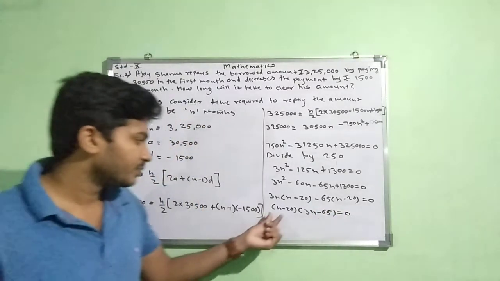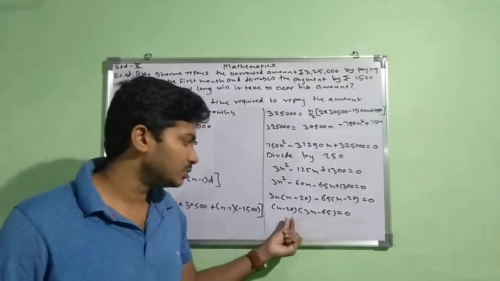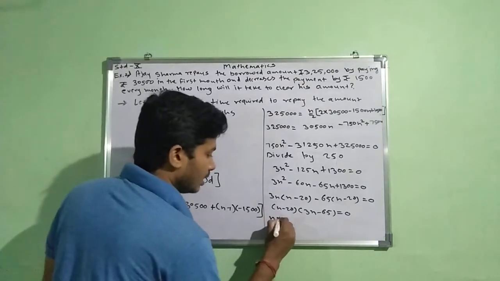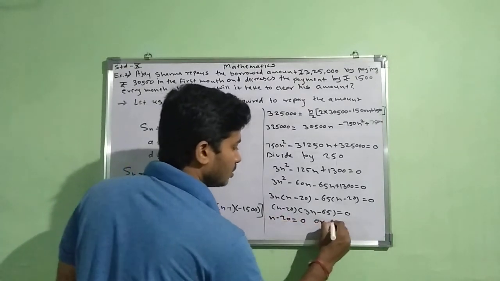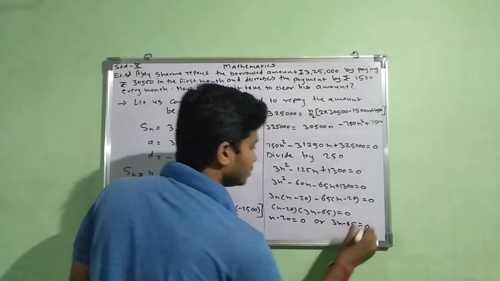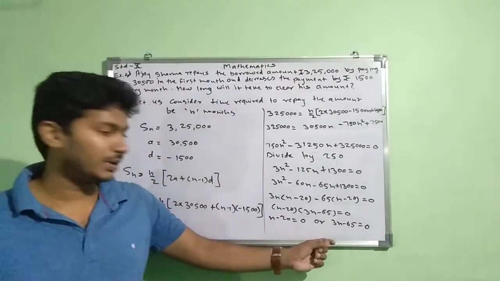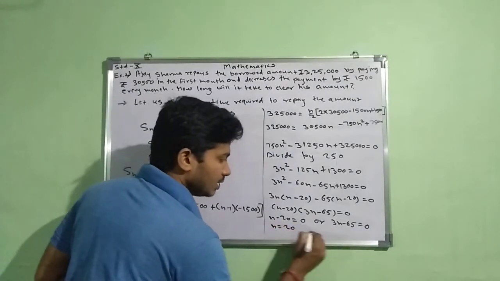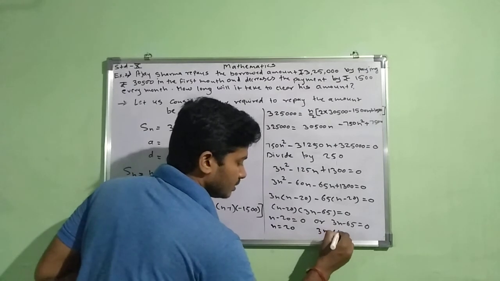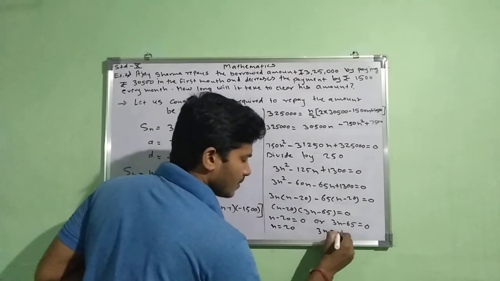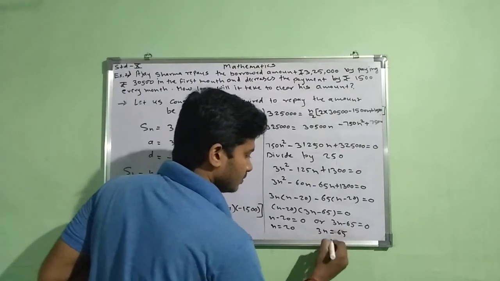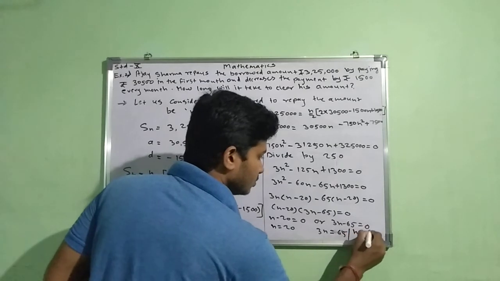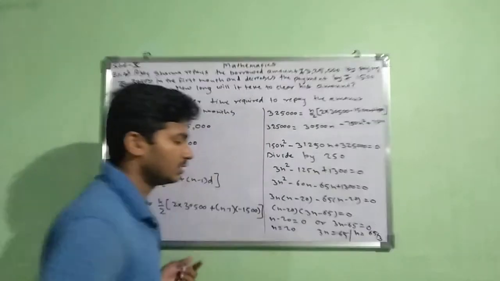So here we got n minus 20 and 3n minus 65. That means the product of both the terms is equal to 0. So we can write them separately as n minus 20 is equal to 0 or 3n minus 65 is equal to 0. If you solve that, you will get n is equal to 20, and 3n minus 65 gives 3n is equal to 65, which is n is equal to 65 by 3.